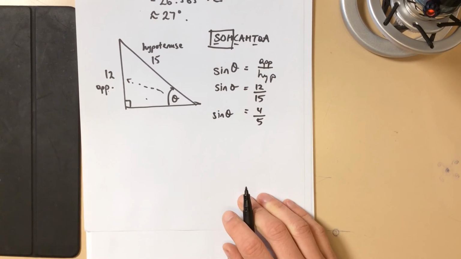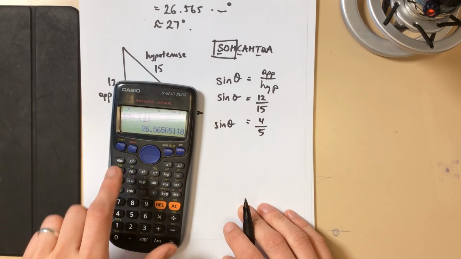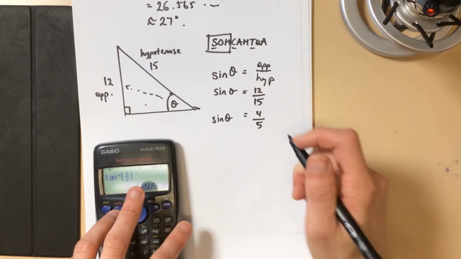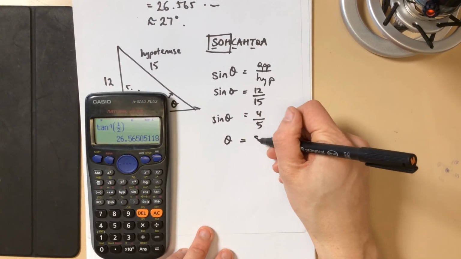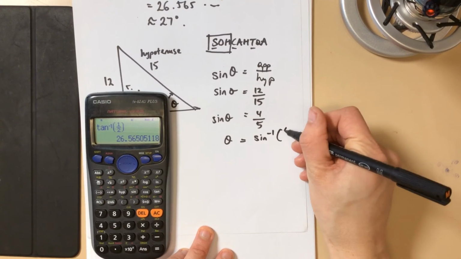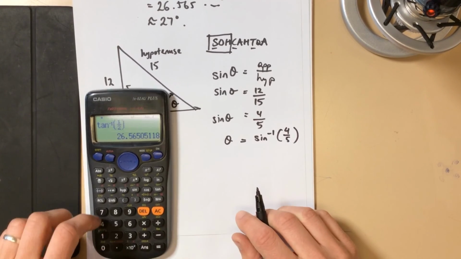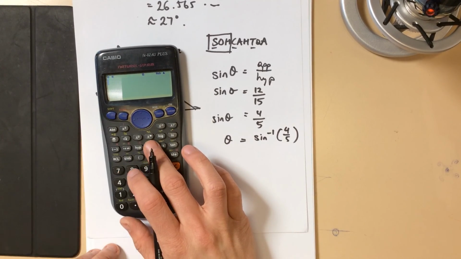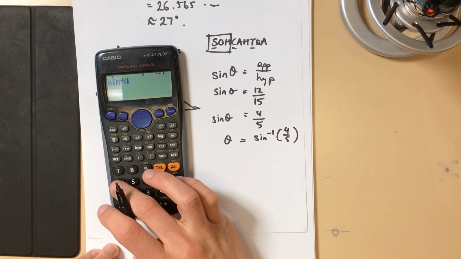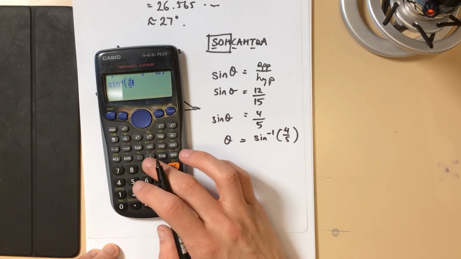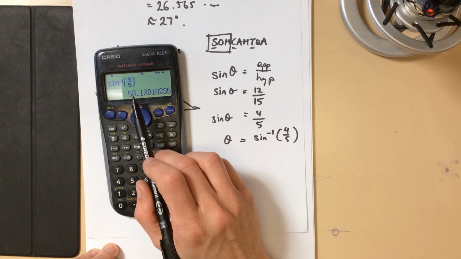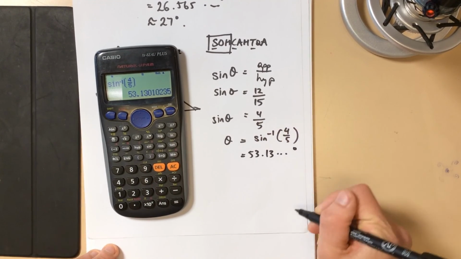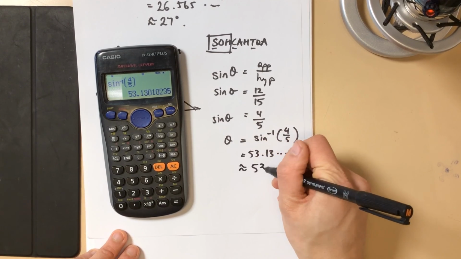So what I do now is I reach for my calculator, and just like before we used tan inverse, in this case, because we're trying to find this angle in this triangle, we can say theta is sine inverse of 4/5. There's sine inverse just above the sine button, and I can say shift sine, which gives me sine inverse, and then I put in 4/5, which gives me 53.13, etc. degrees. So I'll just round it off to the nearest degree.